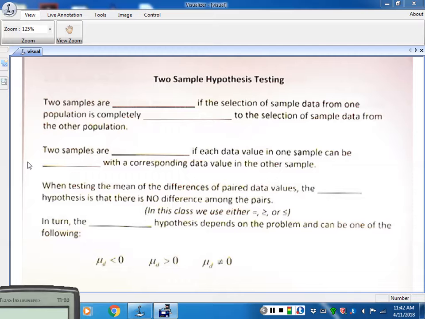So we will begin with the Chapter 9 notes. And the first thing we're going to do is talk about language. Chapter 9 is not really different from Chapter 8. It's actually a continuation of Chapter 8.